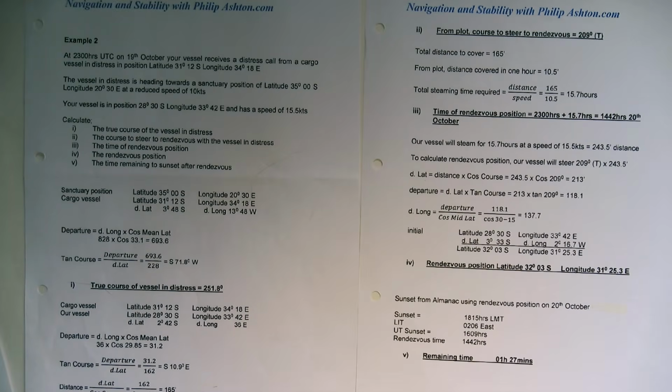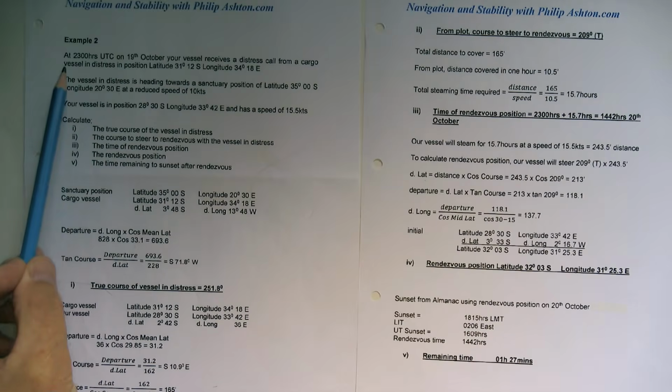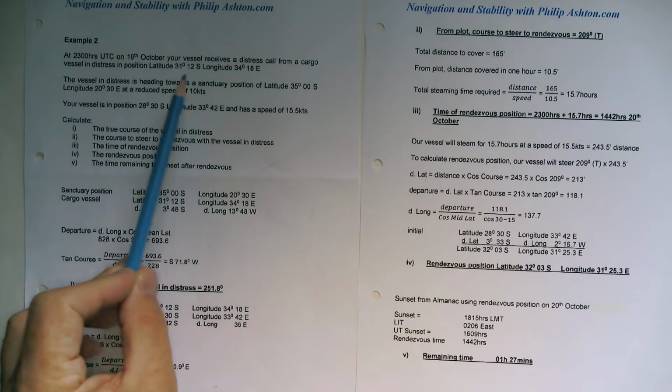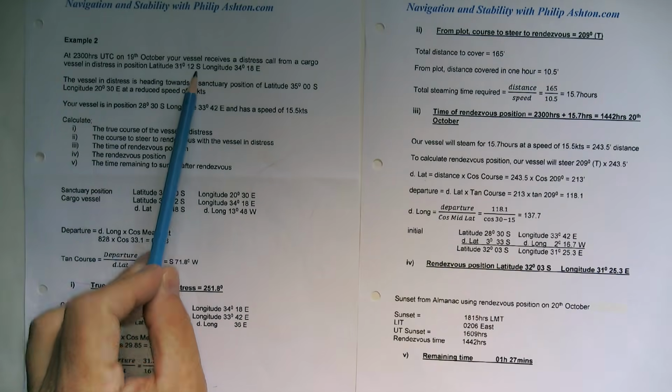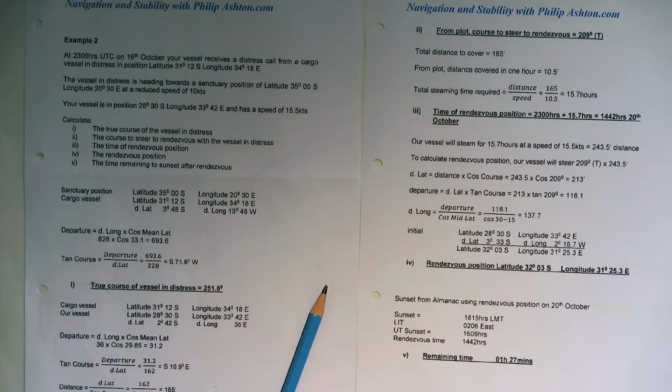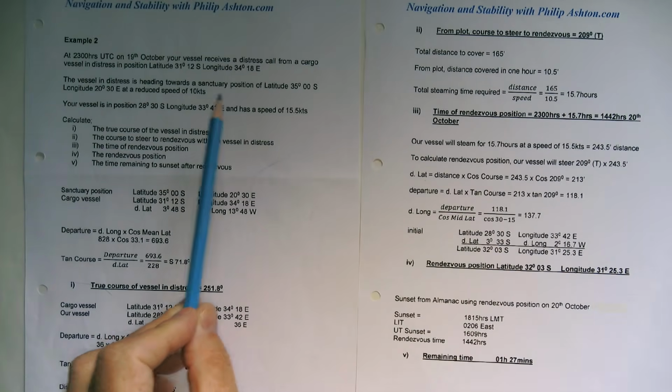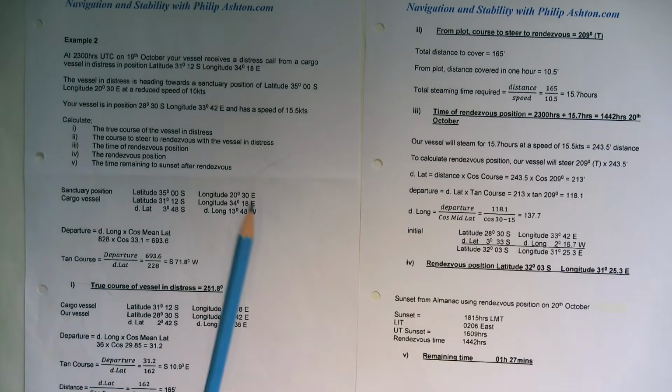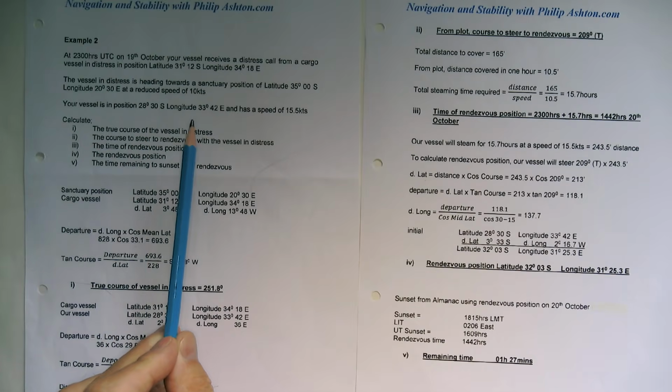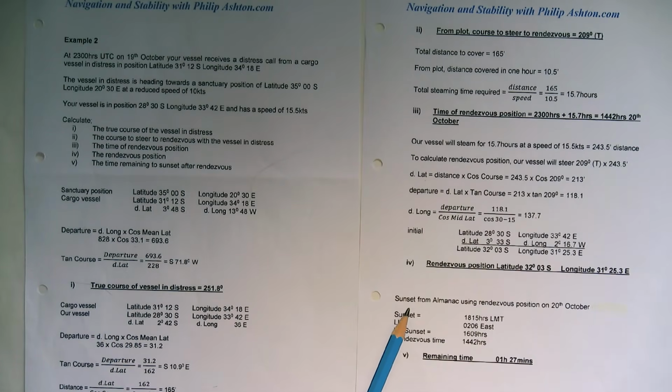We'll look at a rendezvous problem now where we're going to do a full 1 hour plot. We're given a time, 19th of October, receive a distress call from a vessel in that position, and it's heading towards that position at 10 knots, and we're given our position and our speed.